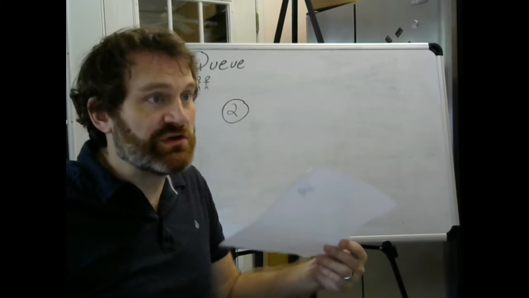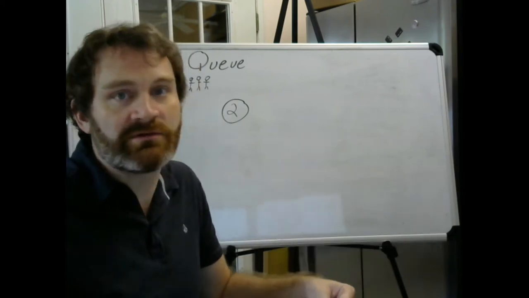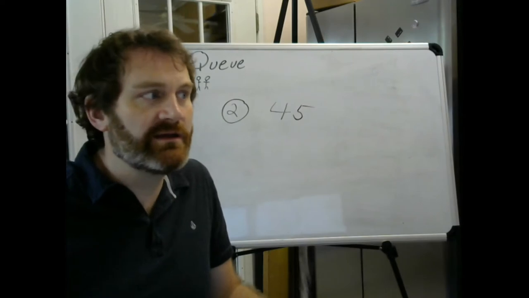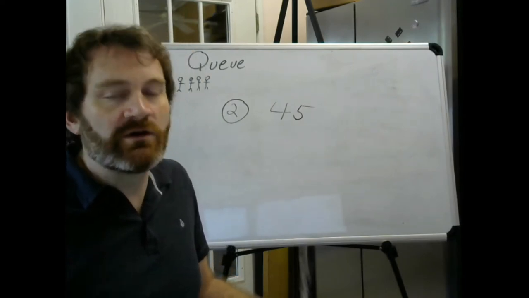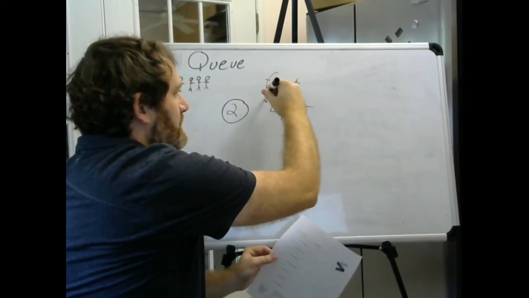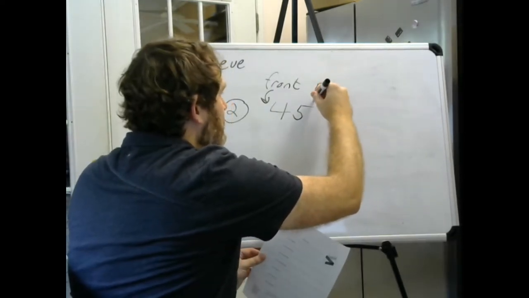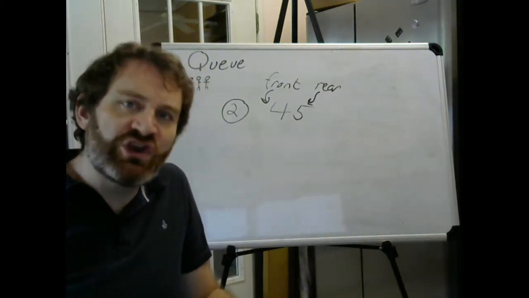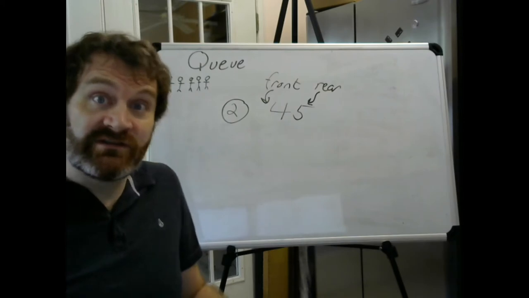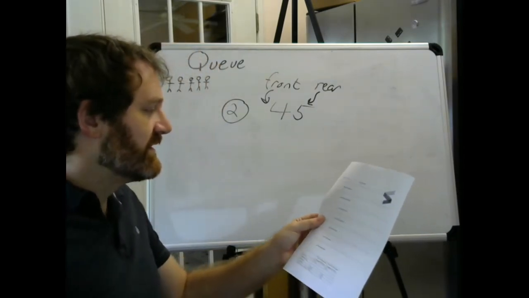Now, conceptually here, Qs can hold any element. I'm just happening to put numbers in this one. Could be people, could be bank account objects, whatever. So when I NQ something, I'm just going to write down what's in there. A Q has the notion of a front and a back. Right now, the item at the front of the Q is the number 45, and the item at the rear is also 45. So when we visualize Qs, know where the front is and where the rear is. That'll distinguish it from a stack, because a stack only knows where the top is.